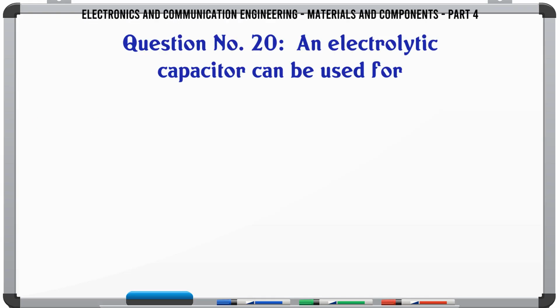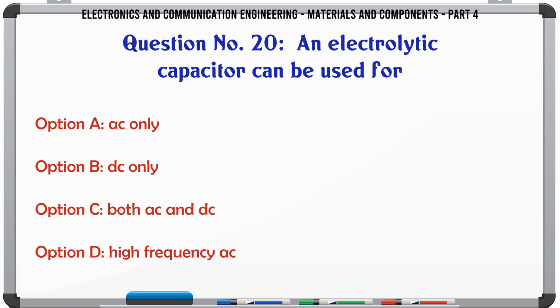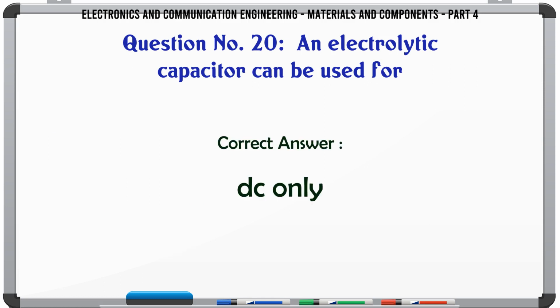An electrolytic capacitor can be used for A. AC only. B. DC only. C. Both AC and DC. D. High frequency AC. The correct answer is DC only.